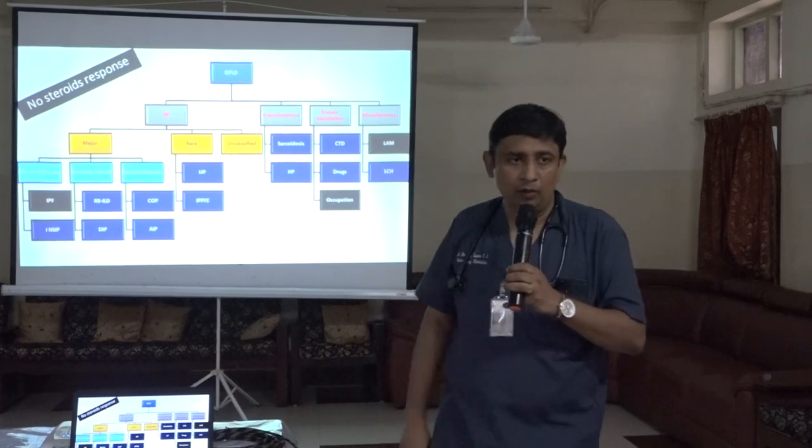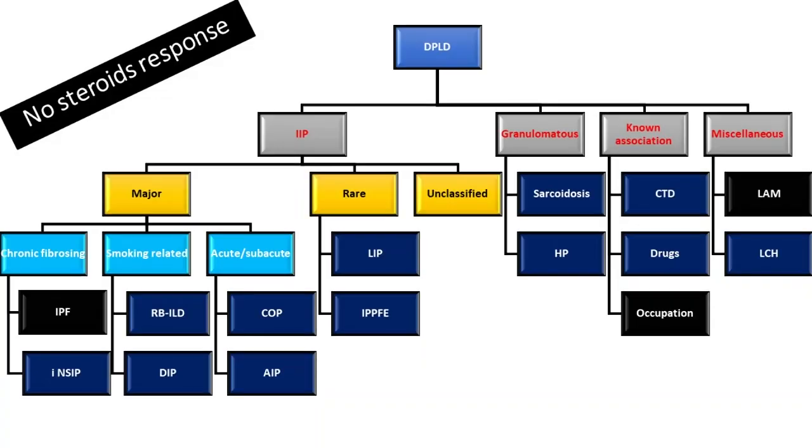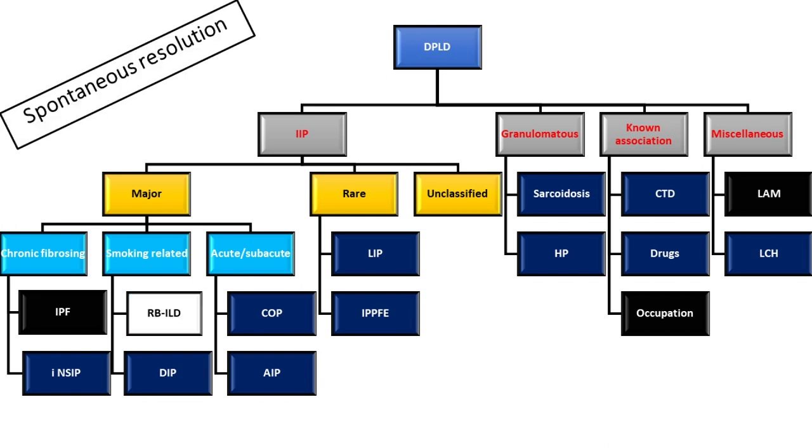And LAM actually responds to calcineurin inhibitors, so that does not respond to steroids. LCS has some role, so I've left it non-black. Then there is, as I already alluded to, respiratory bronchiolitis ILD, a disease which completely responds to stopping smoking. It's related to cigarettes, cannabis, so many, several exposures of smoke. And stopping smoking completely resolves this. Again, there is no role for steroids.